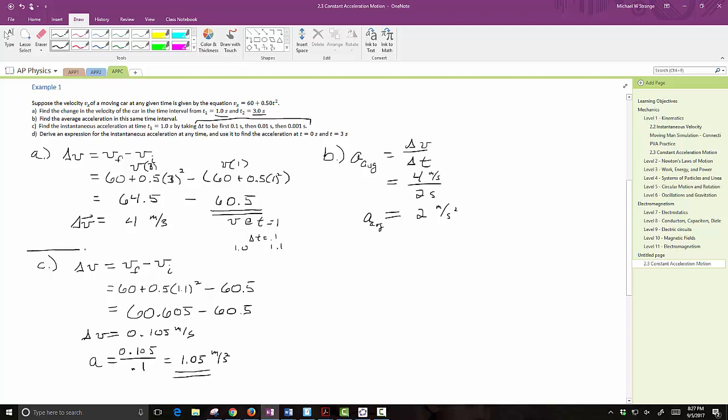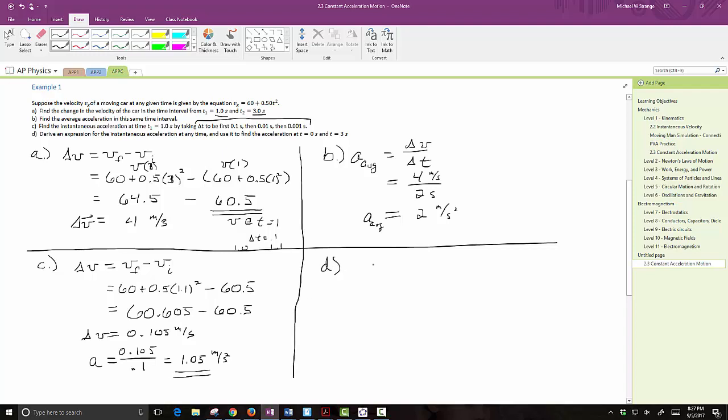And now what we can do in part D is find the function for the instantaneous acceleration. So what we'll do is find the acceleration by taking the derivative of the velocity function with respect to time. So we get the derivative of the function 60 plus 0.5 t squared. And we'll just use the power rule twice. Since I just have 60, basically that is t to the 0, so I pull down the 0, and this all goes away. So it's just this quantity.